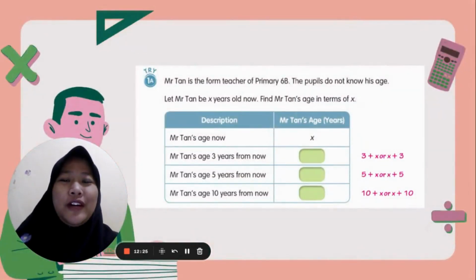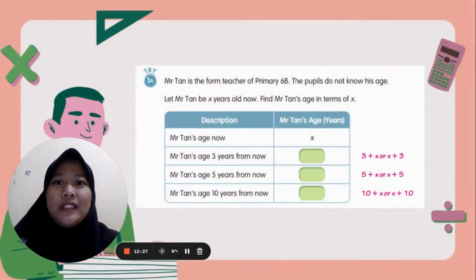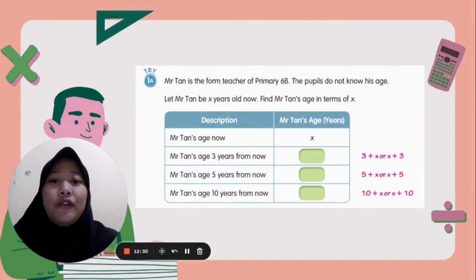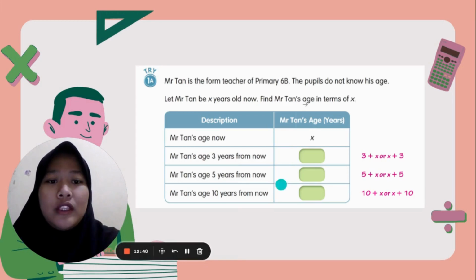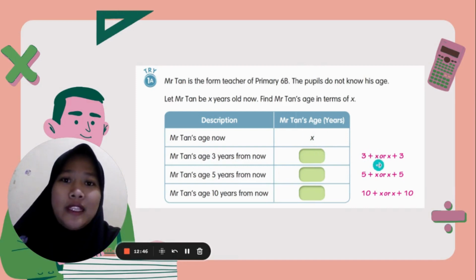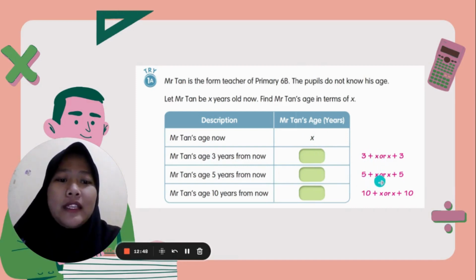There you go. Like we did in the previous lesson, years from now means we have to add to the age. Because we don't know the exact number of Mr. Tan's age, we just add the letter, which is x here, with the numbers. So the answer will be 3 plus x, 5 plus x, and 10 plus x.